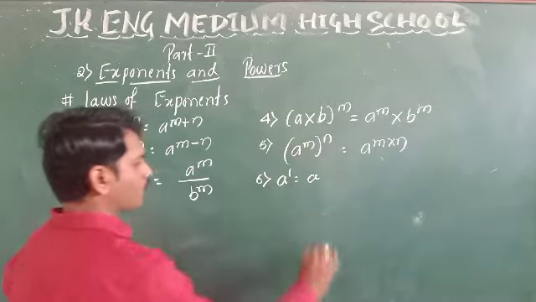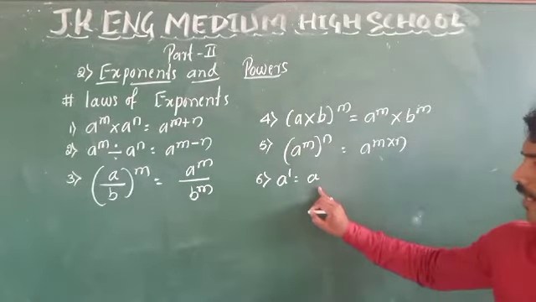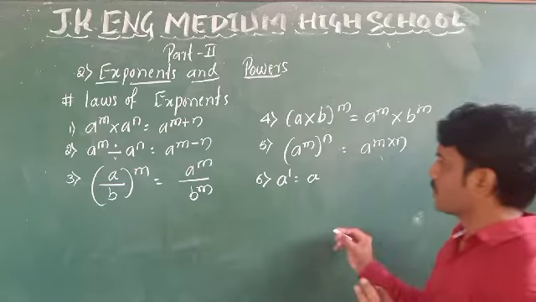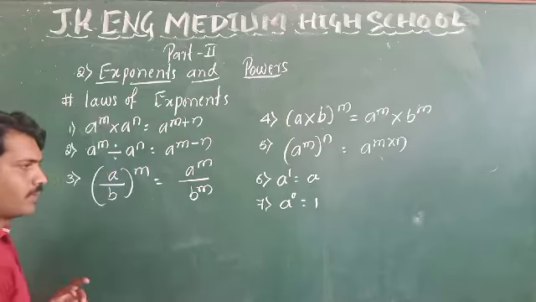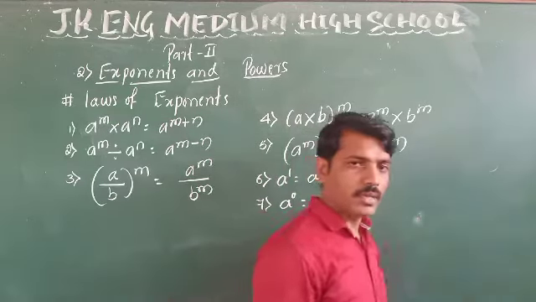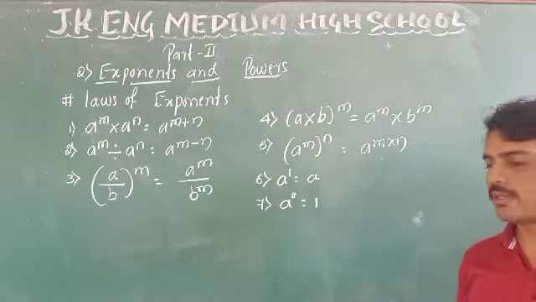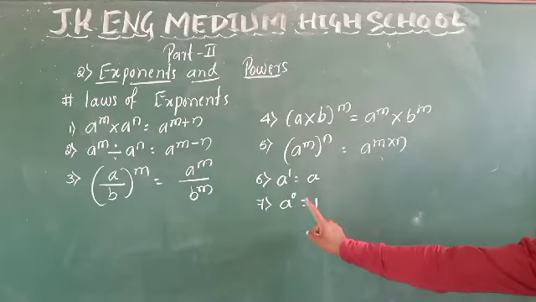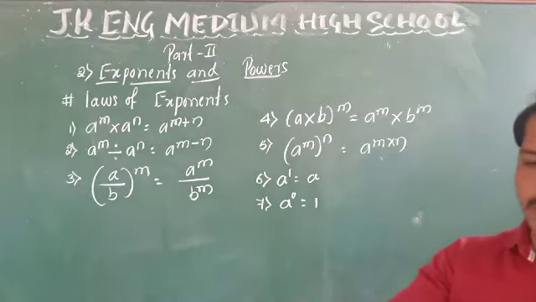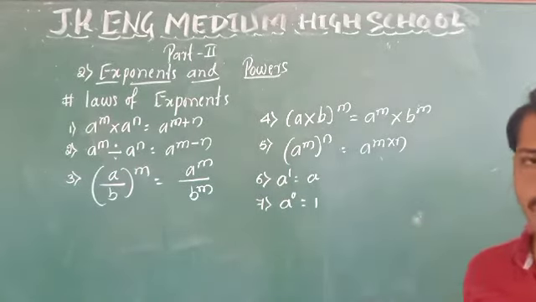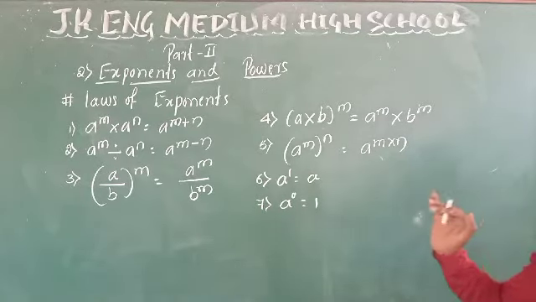a to the power 1 is equal to a. If you take any number, if the power is 1, we always get the same number. Next one, seventh one, a to the power 0. If any value has 0 as the exponent, the value of that number is always 1. Clear, children? Okay. So while solving the exercise, you will come to know how to apply the laws and all things we have to understand.